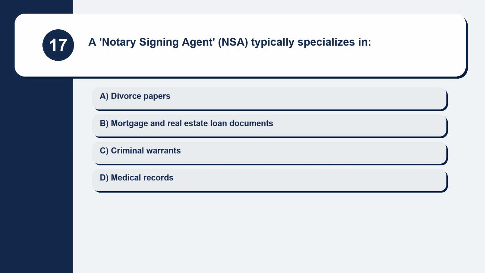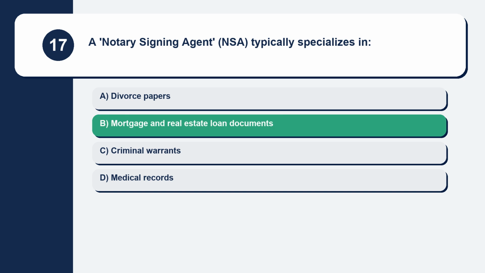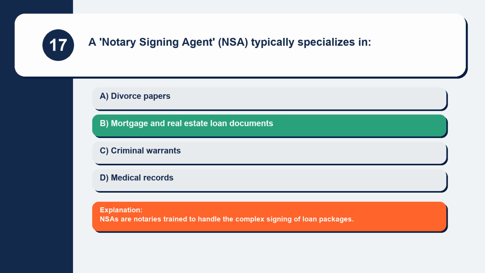Question 17. A notary signing agent, NSA, typically specializes in: divorce papers, mortgage and real estate loan documents, criminal warrants, medical records. NSAs are notaries trained to handle the complex signing of loan packages.